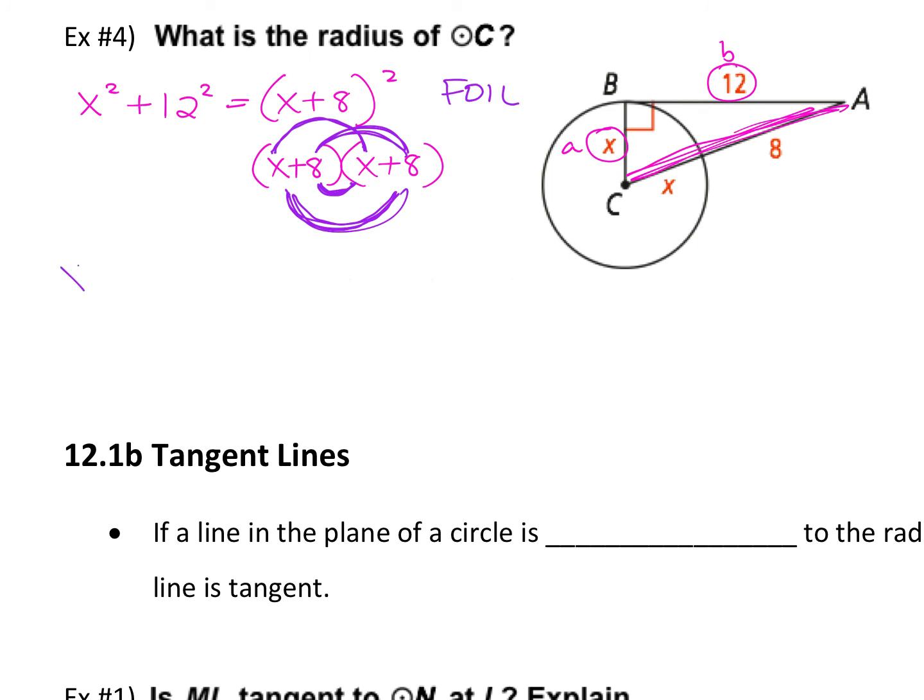But it's going to be this. X squared plus 144, right? 12 squared equals, now I'm going to go first. X times x is x squared. Then I'm going to go outside, his mouth, plus 8x. Then I'm going to go inside, his nose, plus 8x. Then I'm going to go last. 8 times 8, 64. FOIL.